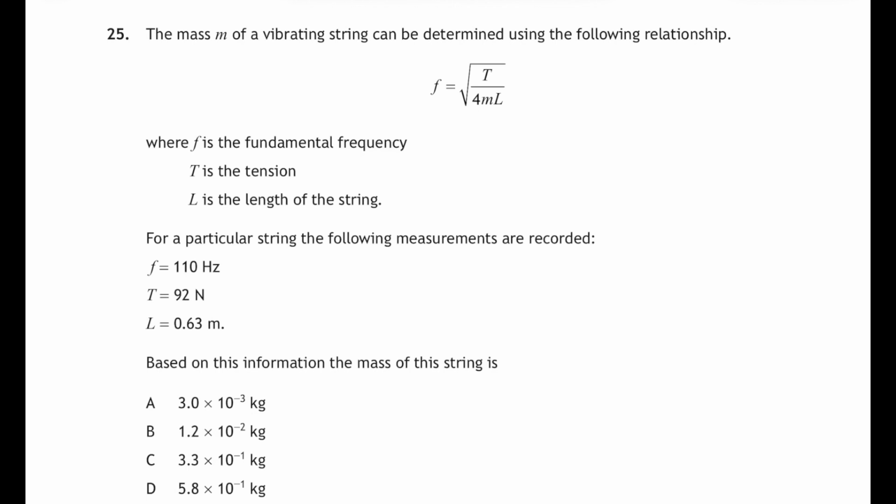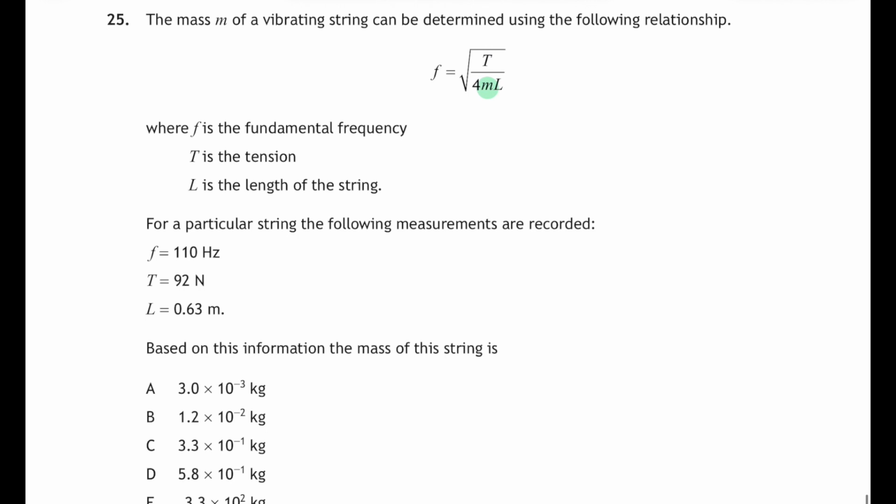Now the last one, question 25. It's another one of these unfamiliar relationship questions. And all you have to do here is sub in the numbers you're given and find out the unknown quantity, and in this case that's the mass m. So let's just sub in the values. So F is equal to 110. That'll be equal to the square root of T, which is 92, divided by 4m times L. And we're told that L is 0.63 metres.